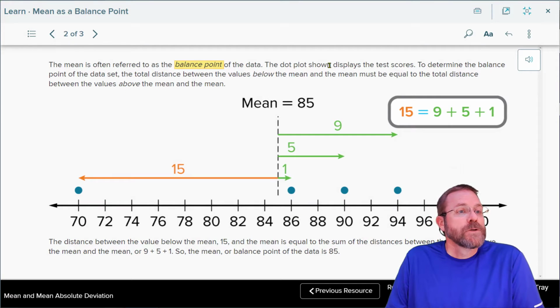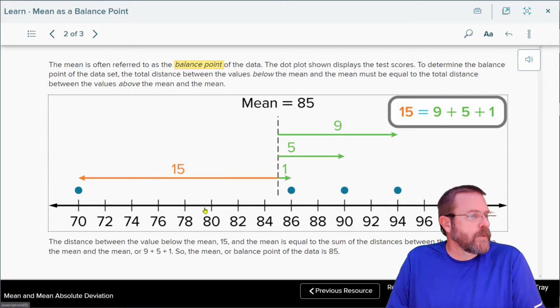The data plot shown displays the test scores. To determine the balance point of the data set, the total distance between the values below the mean and the mean must be equal. Let's try that again. To determine the balance point of the data set, the total distance between the values below the mean and the mean must equal the total distance between the values above the mean and the mean. That's kind of confusing, isn't it? Let's see if they'll clarify that a little bit.